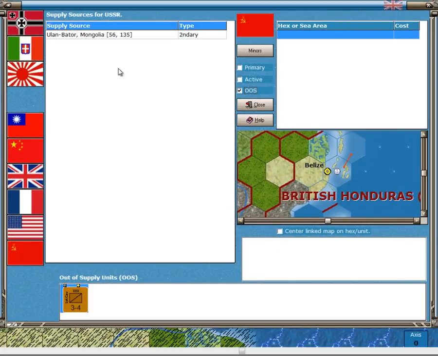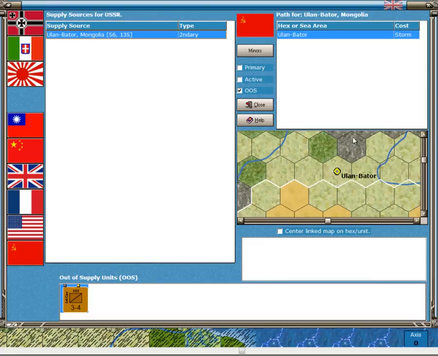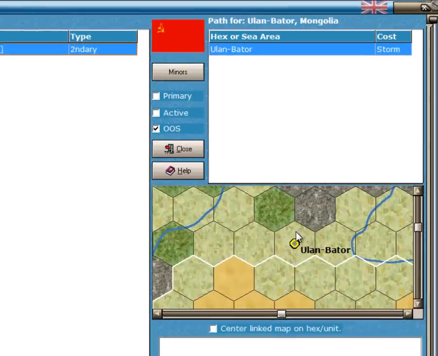If we go to the USSR and look at out-of-supply units, there actually is one, and we can find him on the map. The capital of Mongolia is in the middle of nowhere with no rail line, so it's unable to trace to a primary supply source either.